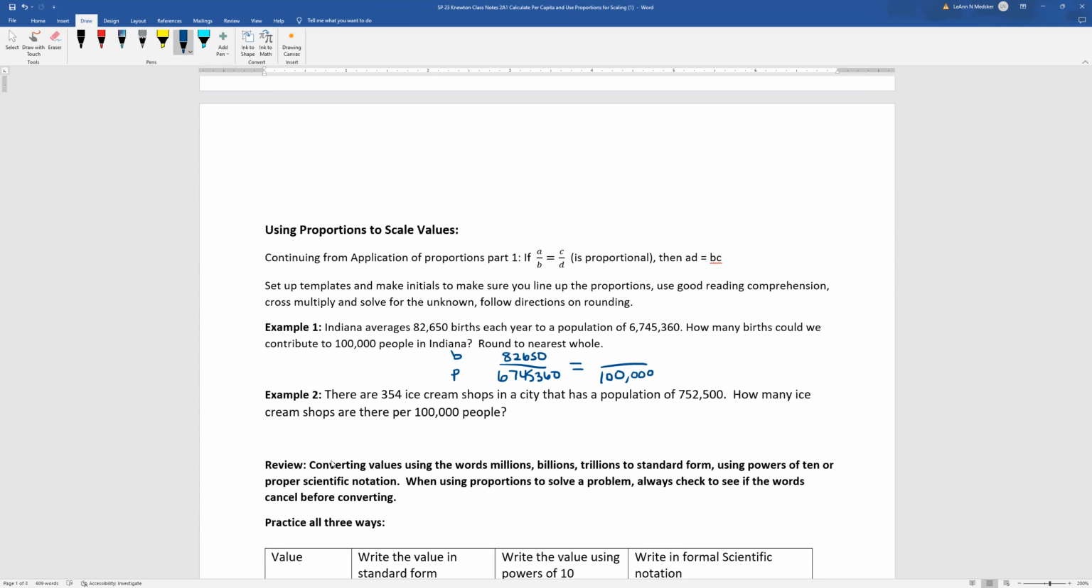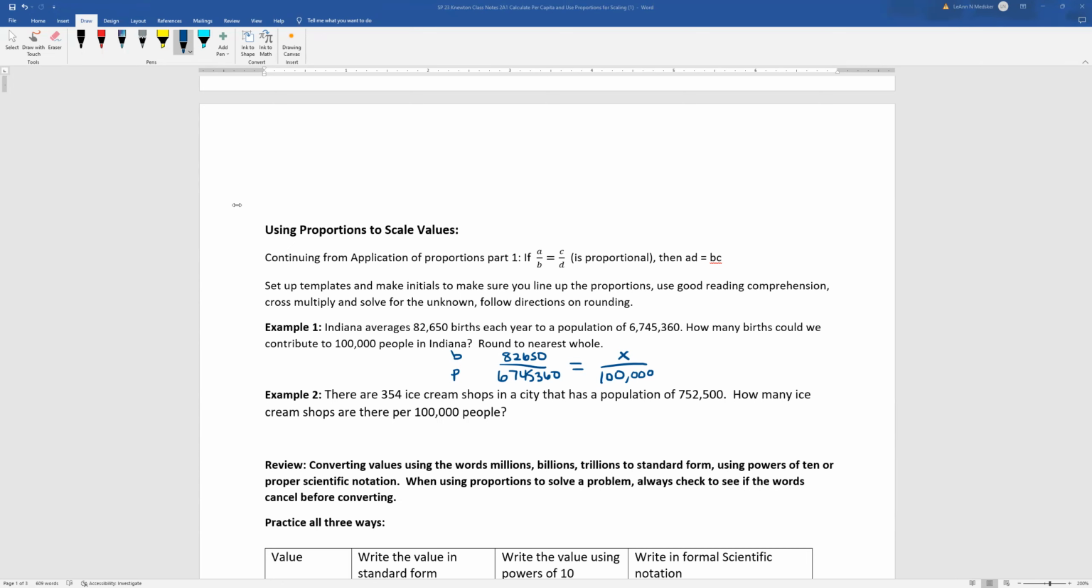And a lot of times they do that because then that gives you a reference for if a city has a population of around 100,000 people, we would expect around this many births, possibly in that city. So if we look at this, this is 82,650 times the 100,000, which you could do times 10 to the fifth because that is what 100,000 is. So you could do that if you wanted.